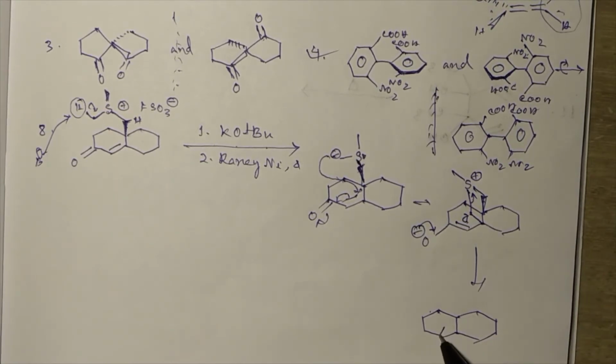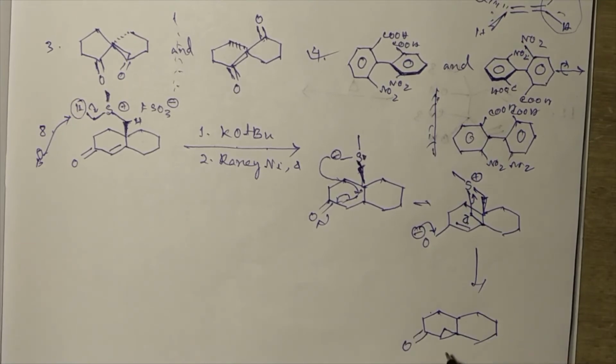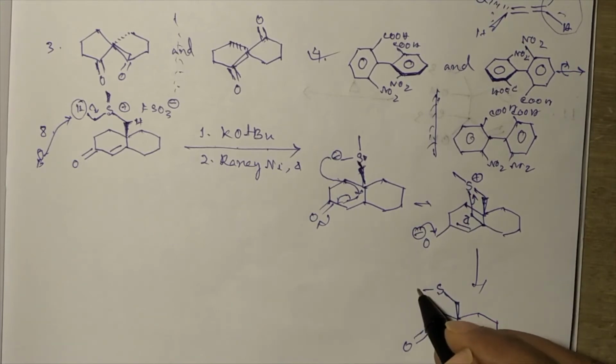Here a cyclopropyl ring will be formed. It will be double bond O. This is SCH3.